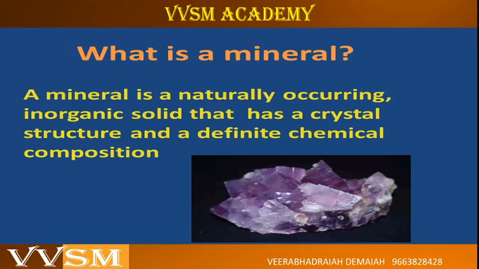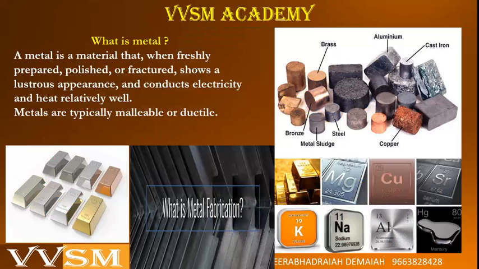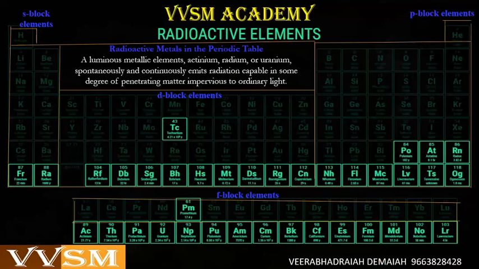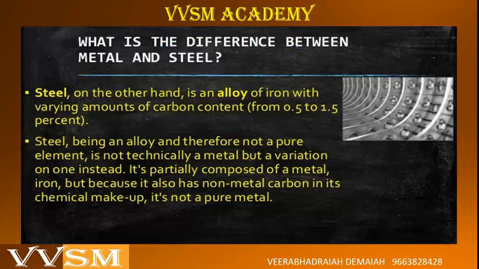What is a mineral? A mineral is a naturally occurring inorganic solid that has a crystal structure and definite chemical composition. What is a metal? A metal is a material that, when freshly prepared, polished or fractured, shows a lustrous appearance and conducts heat and electricity. Metals are typically malleable and ductile. There are many metals, and metallic alloys. A metal is a solid material, an element, compound or alloy that is typically hard, opaque and shiny, featuring good electrical and thermal conductivity. This is a periodic table where most of the metals are classified in the s, p, d blocks.